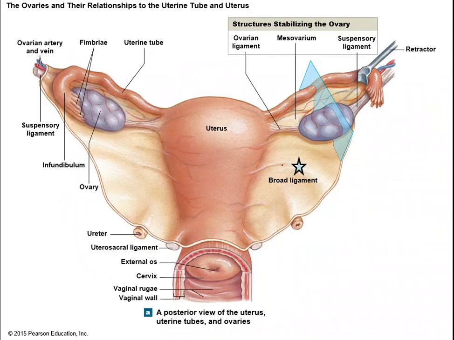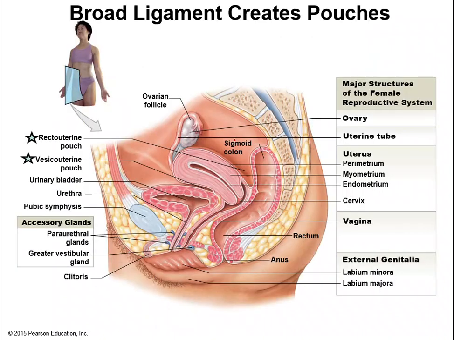Before I go further, I would like to introduce you to a mesentery found within the female reproductive system. It is called the broad ligament. This is an extensive mesentery that encloses the ovaries, the fallopian tubes, and the uterus. It creates two regions known as pouches, and these regions are basically spaces, right?